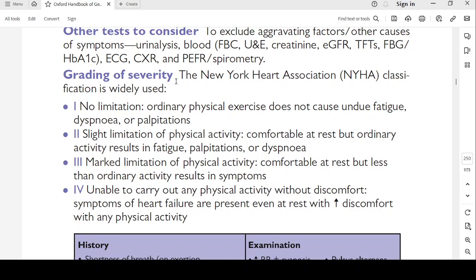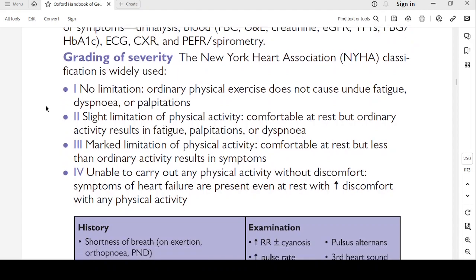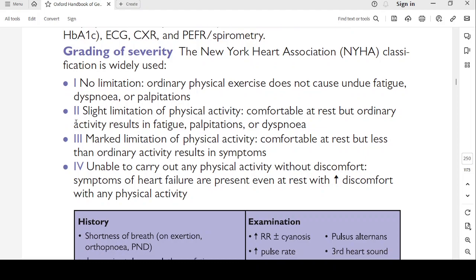Grading of severity. The New York Heart Association (NYHA) classification is widely used. NYHA Class 1: there is no limitation. Ordinary physical exercise does not cause undue fatigue, dyspnea or palpitations. NYHA Class 2: slight limitation of physical activity. Comfortable at rest, but ordinary activities result in fatigue, palpitation or dyspnea.